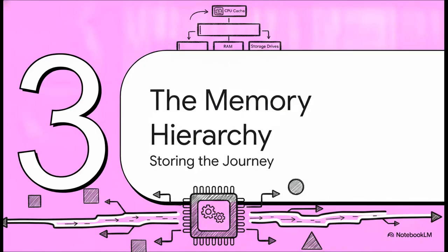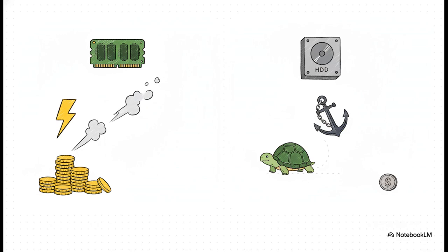All right, Section 3, the memory hierarchy. Let's explore where all this data actually lives while it's taking this journey. Memory in a computer is a constant balancing act, and you can clearly see this trade-off in this side-by-side showdown. On one hand, you have primary memory. It's directly accessible by the CPU, so it's incredibly fast. But it's temporary, it's smaller, and it's expensive.